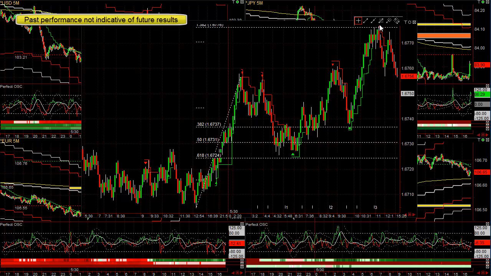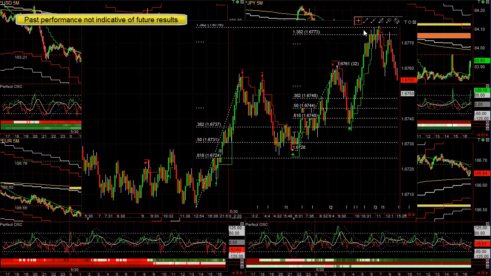And notice it got out and flipped and went short up here at the fib target. Actually, it's not the fib target of that move. It's probably the fib target of this one. Yeah, so that's why it got out and flipped and went short.